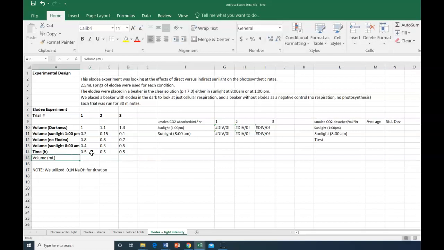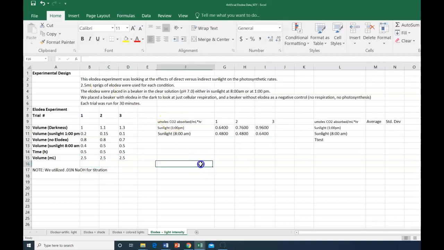And then the other thing we need is a place for volume. So how many mils of water were displaced by the plant. If you remember, we put those into a graduated cylinder, and then you had to do the same amount of plant for each experiment. So for this one, I tell you here, we use 2.5 mils of plant. So go ahead and put that in, 2.5.